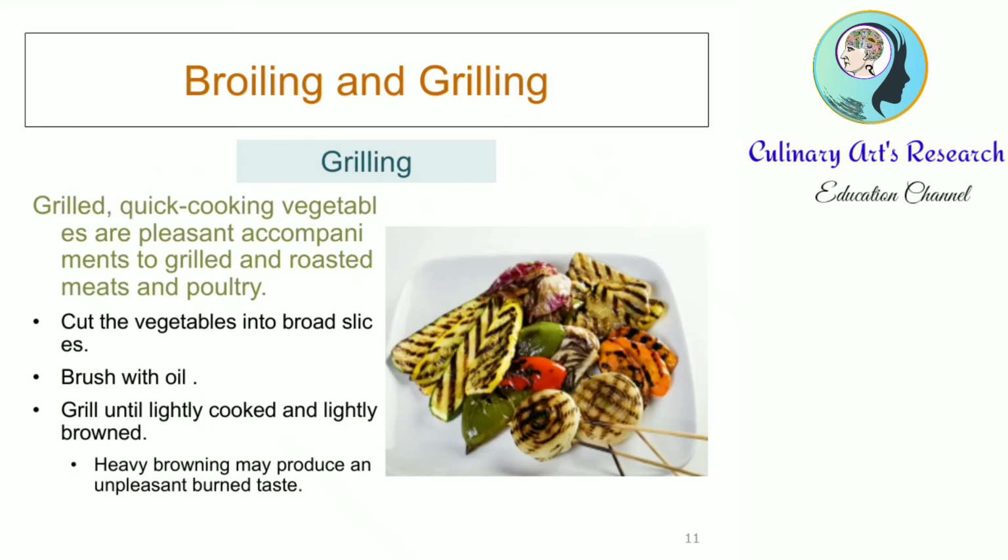Next is grilling. Grilling is quick cooking. In this, oil is applied over the broad slices in which the vegetables are cut, and then it is cooked gently over the heat. But it should not be overheated or become black, otherwise it will not taste good. It will taste like overheated or overcooked food. A little amount of browning may appear over it and it will give a good taste.